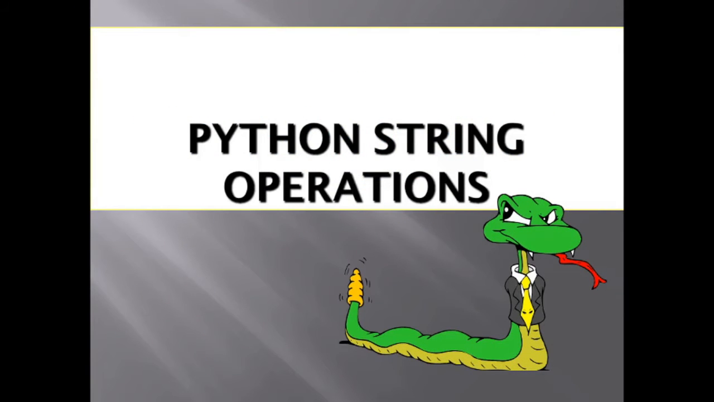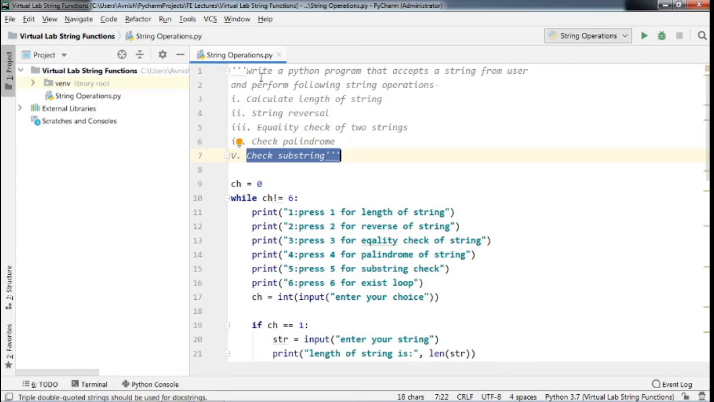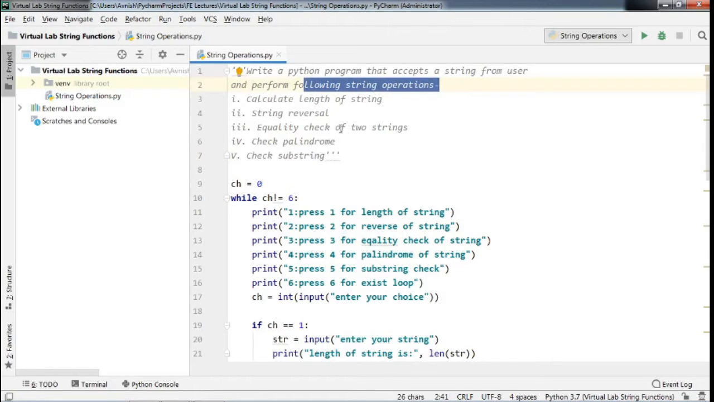Today we will see one simple assignment on Python string operations that will be developed by using Python programming. First of all, today we will see the assignment statement. Write a Python program that accepts a string from user and performs the following string operations. There are a total of 5 operations we have to perform.